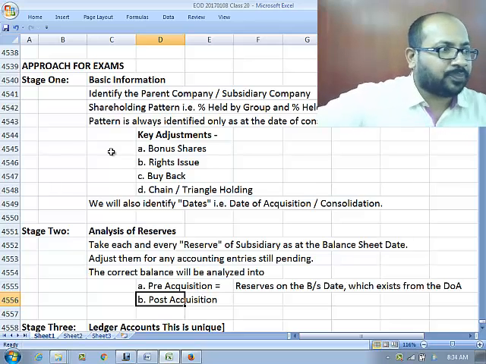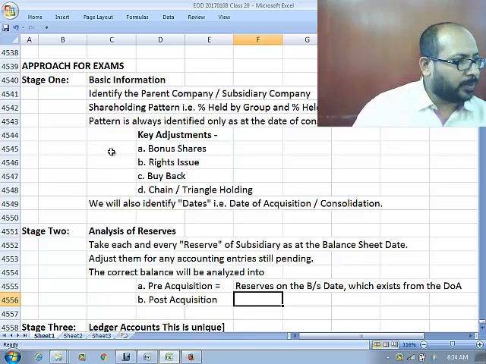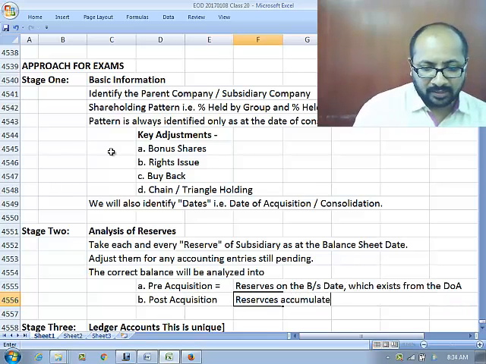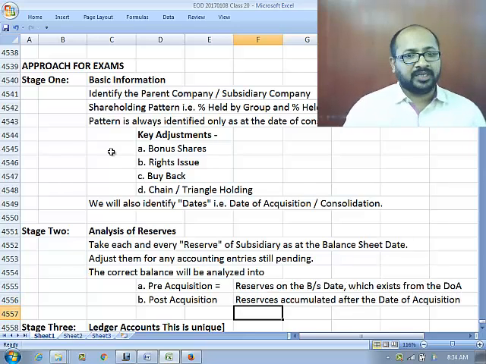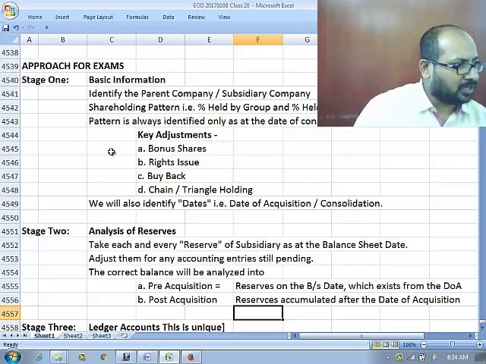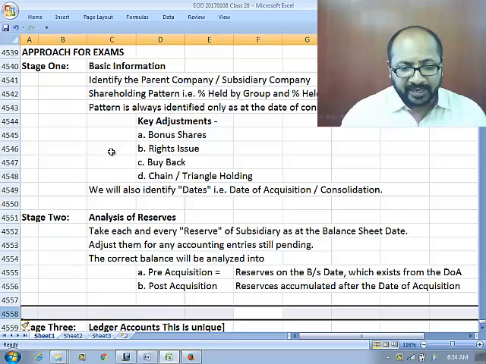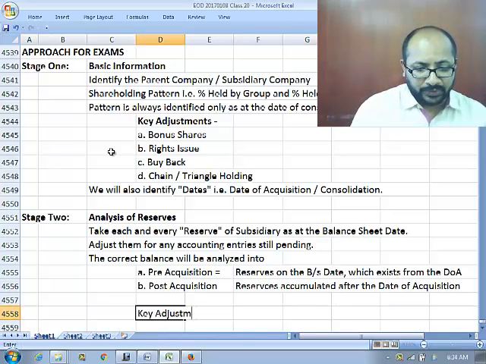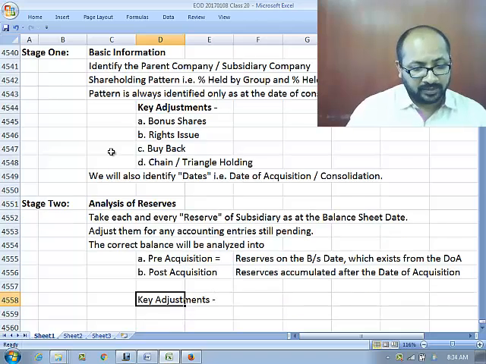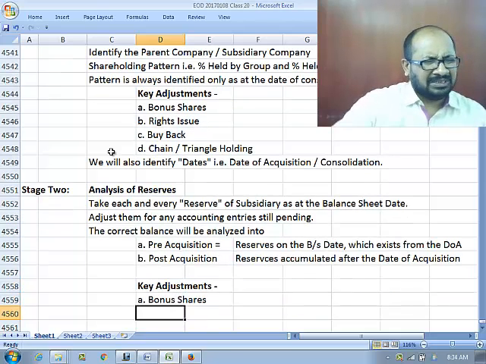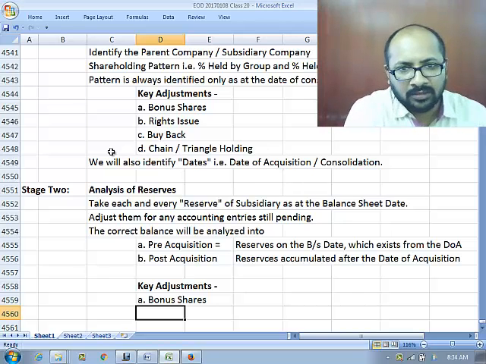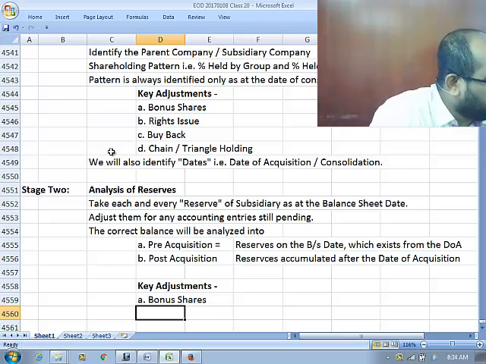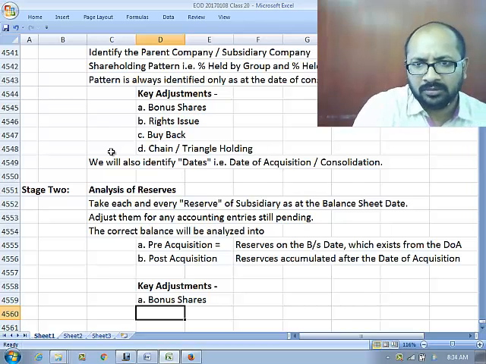So you'll be seeing this idea, hugely important, separately. Post-acquisition is nothing but reserves accumulated after the date of acquisition, by the subsidiary, as part of your analysis. This is the main thing. What are the key adjustments in this? What I just told you some time back, what was it? Dividends, and bonus shares. General reserve and bonus share combination is getting tested. If you take 10 exam questions on consolidation, 3 or 4 questions will have this same adjustment. Same adjustment.